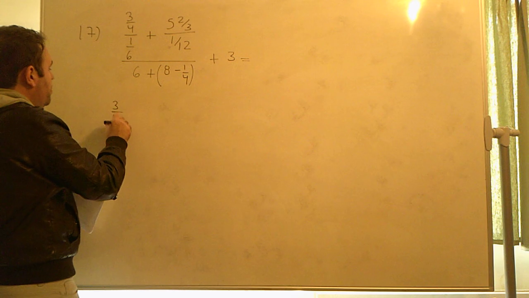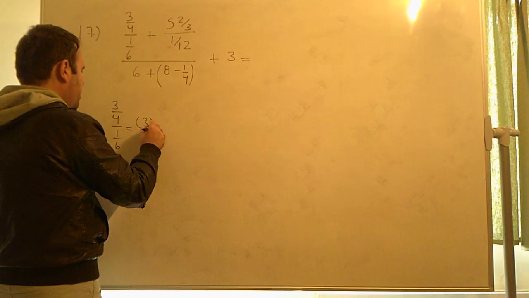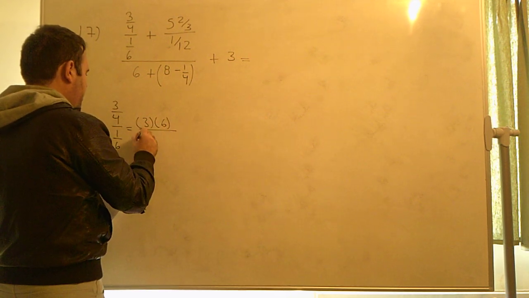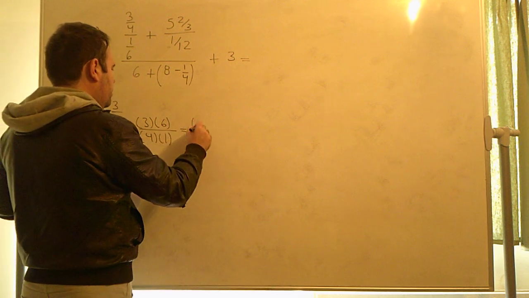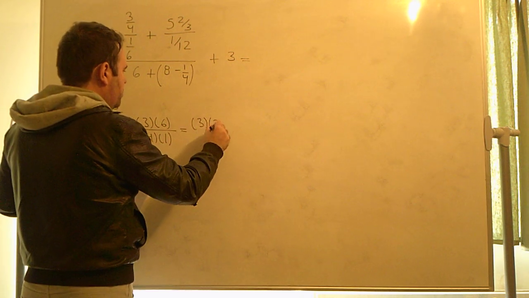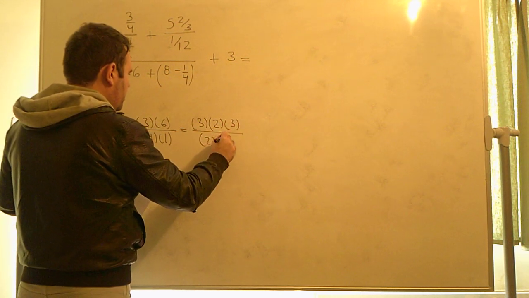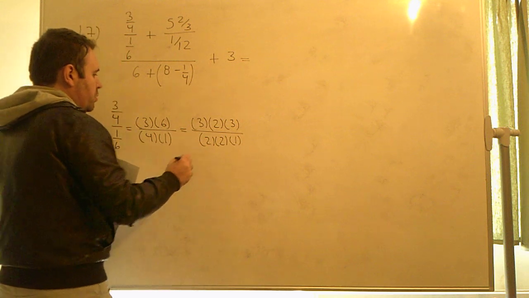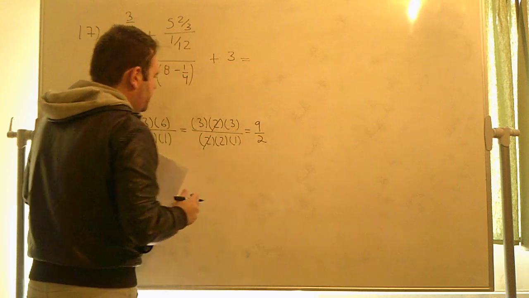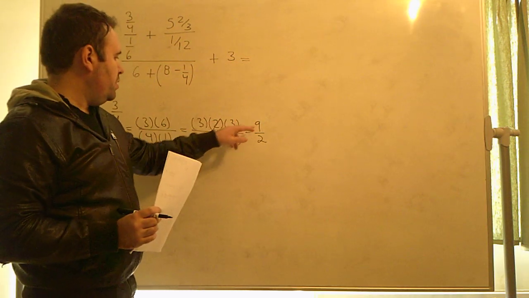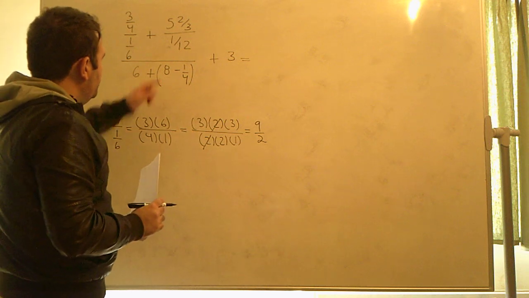So we have 3/4 divided by 1/6, and then we're going to multiply the extremes. This will be 3 times 6 divided by 4 times 1. But it turns out that 6 is equal to 2 times 3, and that 4 is equal to 2 times 2, and then times 1. So 2 divided by 2 is 1, and then we would have 9 halves. 3 times 3 is 9, and 2 times 1 is 2. So now we need to sort out this fraction.